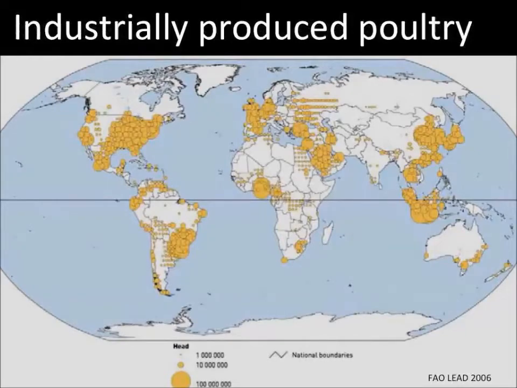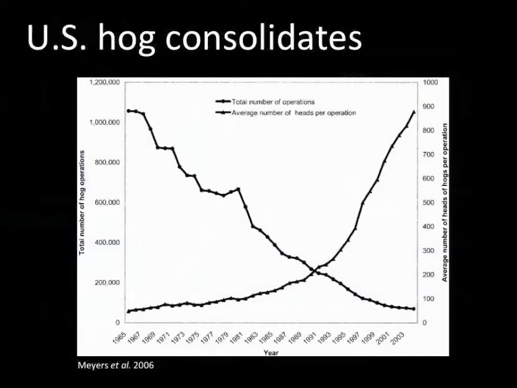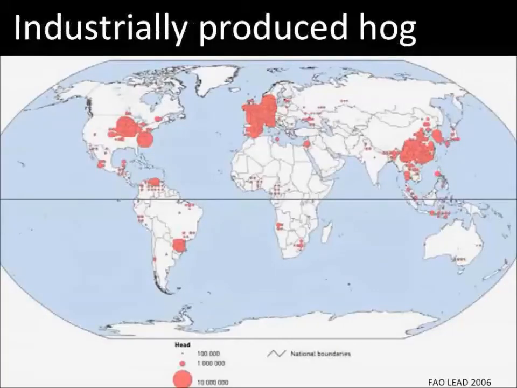The hog sector has undergone a similar, if later, upheaval. The number of hog operations steadily declined in the US after 1965, but a real upswing in the heads per farm only started at the beginning of the 1990s. So fewer farms, more pigs per farm, and more pigs overall. At the global level, we see the world taking to the new model and increasingly encircled by cities of pigs.